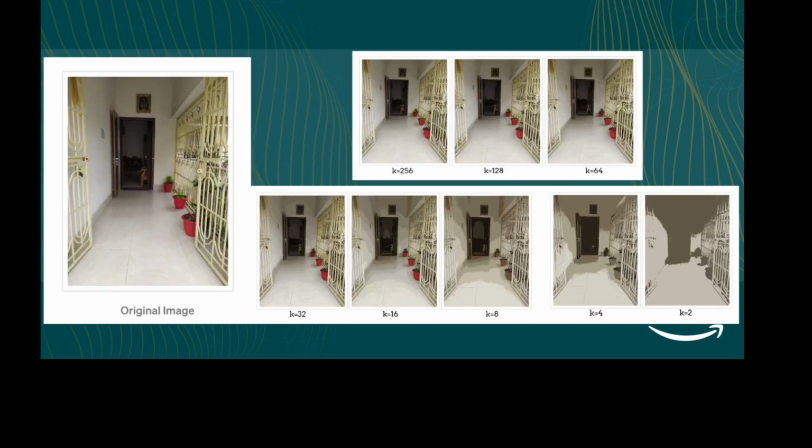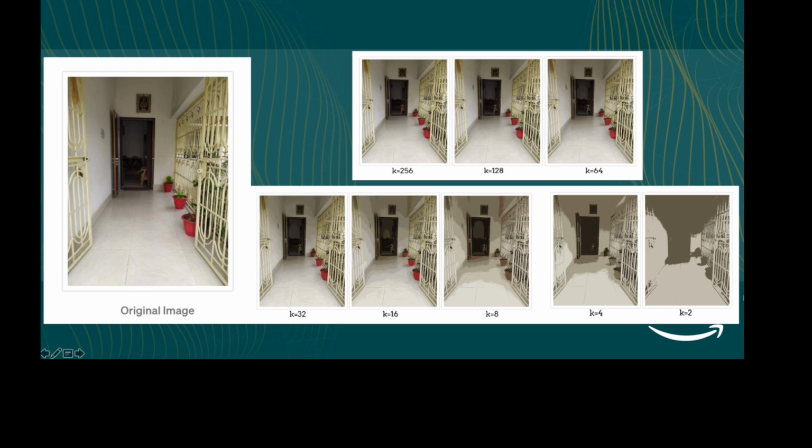Let's look at some results. This is the original image, and now let's start with k equal to 256. When you do k equal to 256, the image that you get is almost indistinguishable from the original image. And this is remarkable, that you are achieving roughly 67% of the compression with almost no loss of data.